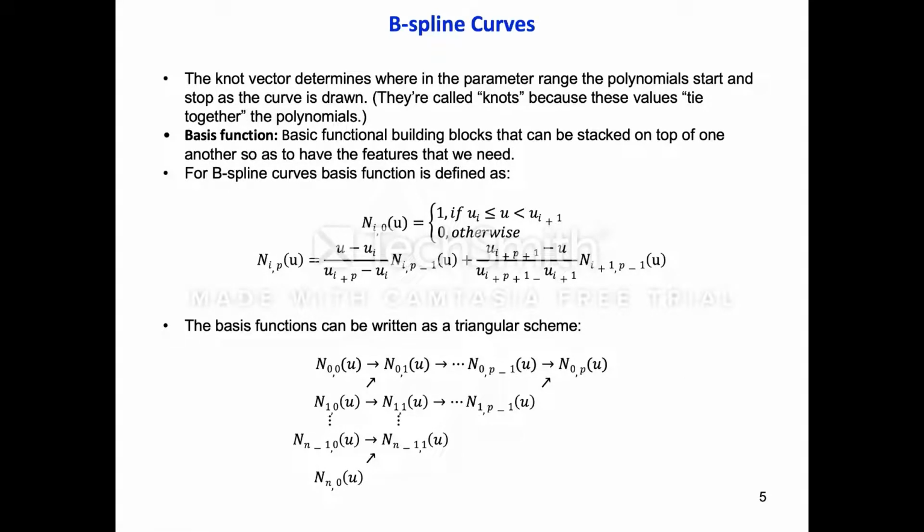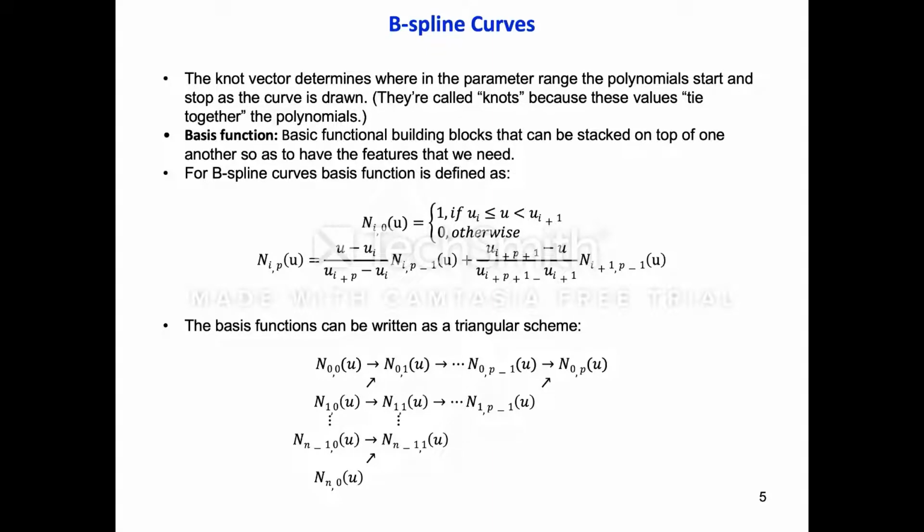In B-spline curves, the knot vector determines where in the parameter range the polynomials start and stop as the curve is drawn. They are called knots because these values tie together the polynomials. And the basis functions are the basic functional building blocks that can be stacked on top of one another so as to have the features that we need.